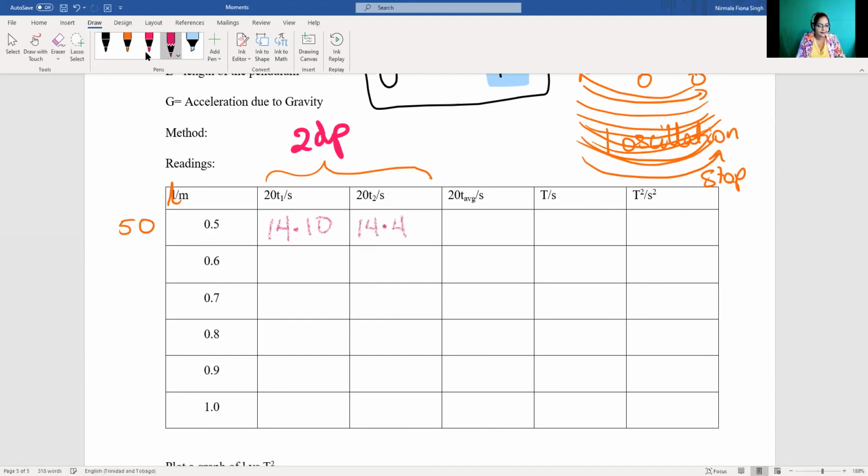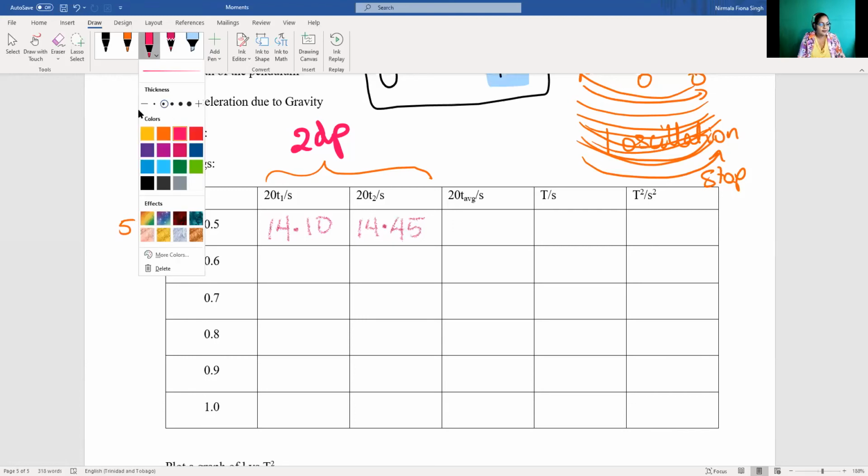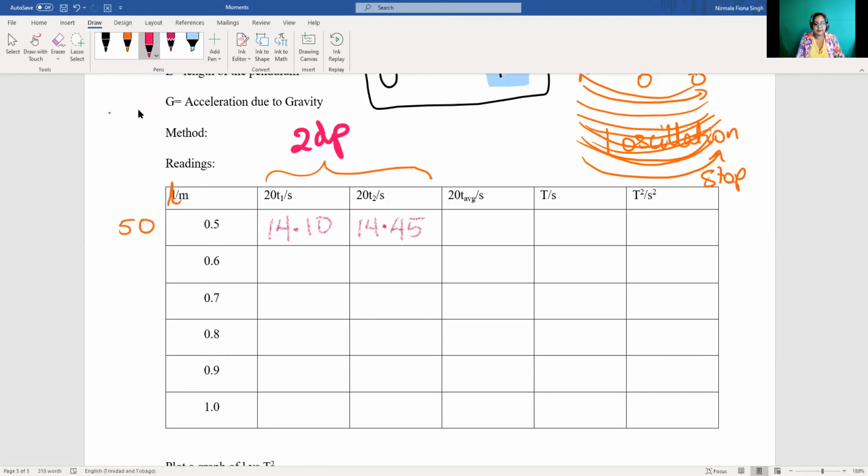14. Not 40, let's do a decimal. 14.45. All right, so those are my 2 readings I'm going to get when I work out my oscillation times. Now I want to look here. If you see, I have 20T average. How do we find the average of 2 numbers again? You add the 2 numbers, you press equal, and then you divide by 2.